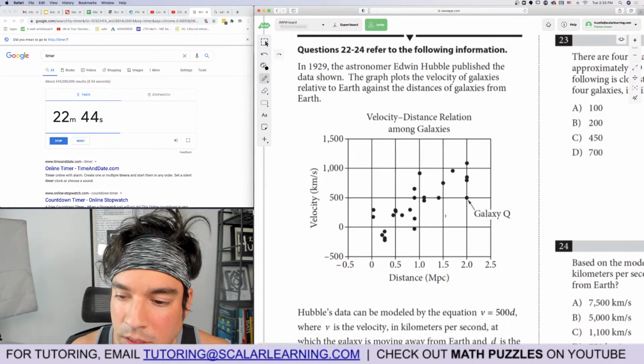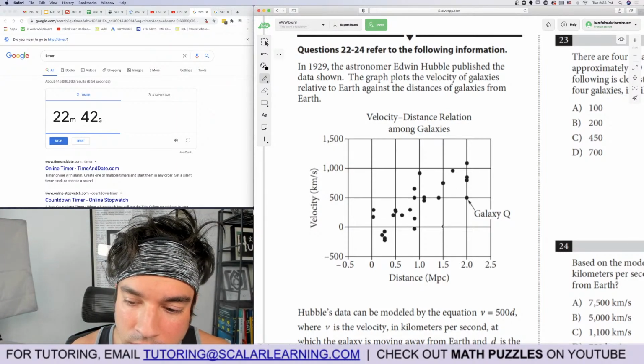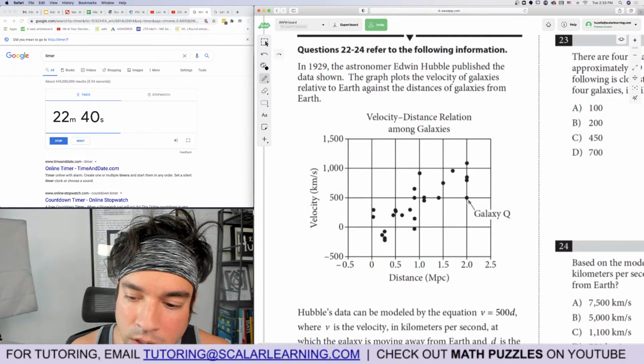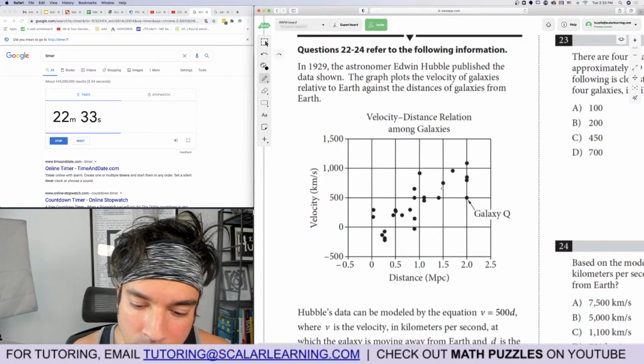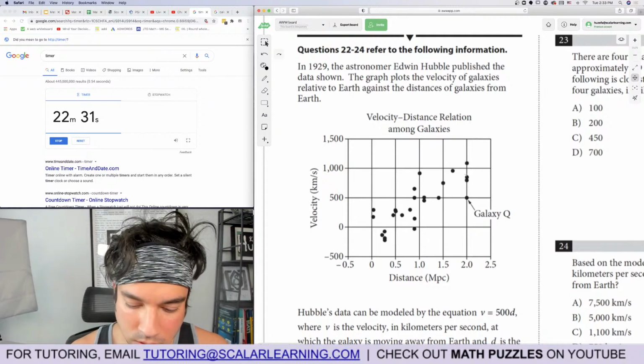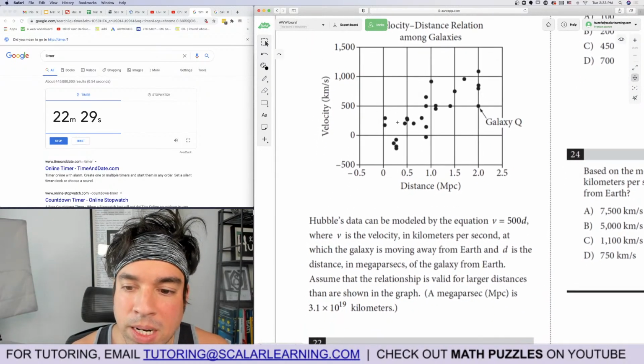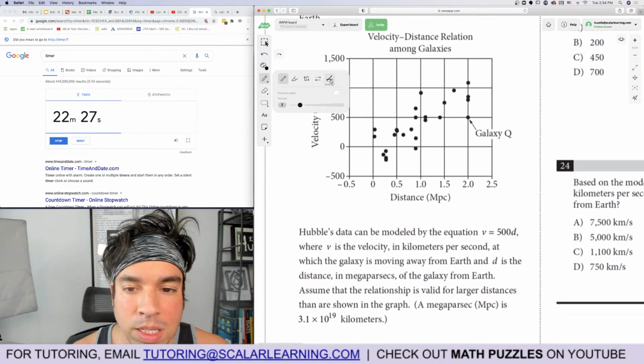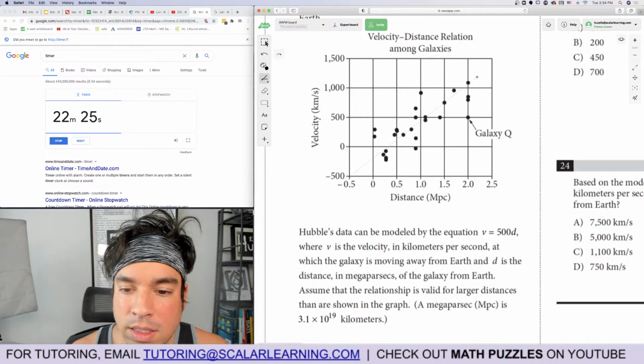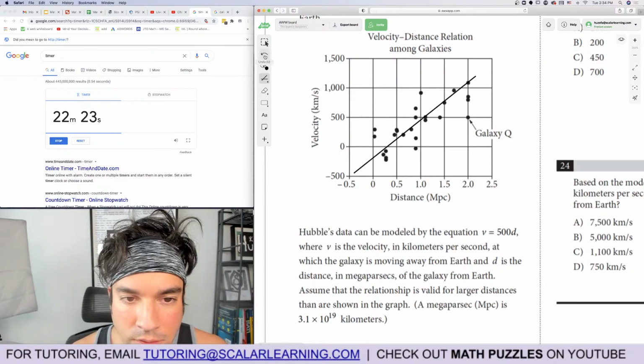So we've got, so it's like here, the distance is pretty far. It's going pretty slow. Here, these are going pretty fast. Oh, but the same distance. Okay, I don't know. But it does look like, in general, if we had a line of best fit, as the distance increases, the velocity increases.